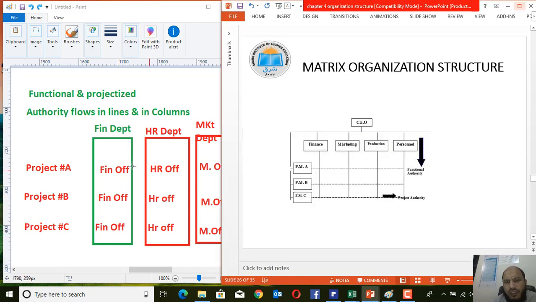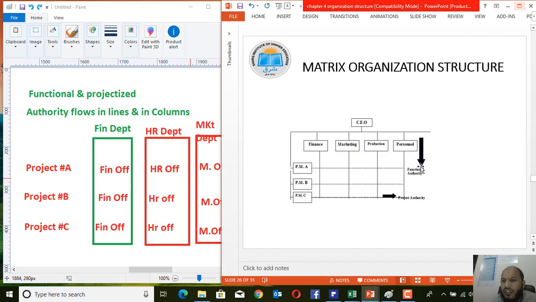I have already drawn the structure. You may see it over here again. This is the chief executive officer. This is the finance department, this is marketing, this is production, and this is personnel. These columns show us the functional departments, but keep in mind that this is the project manager of project A, project manager of project B, and project manager of project C. So the project managers have authority along the lines, but the functional department managers have authority along the columns. So here we may use both structures.